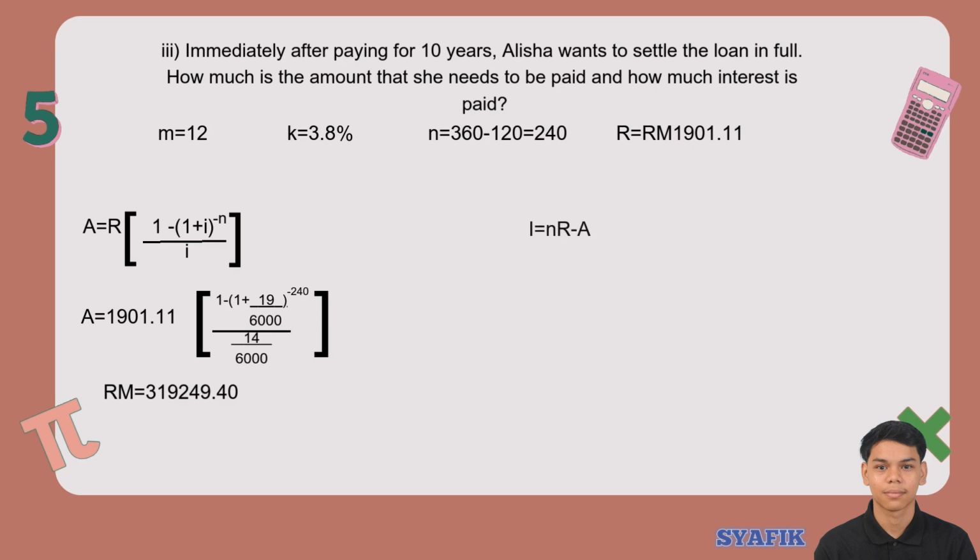Next, we calculate the total interest paid using this formula: I equal NR minus A. After substituting the values, 240 multiply 1901.11 minus 319,249.40. The total interest paid is 137017.